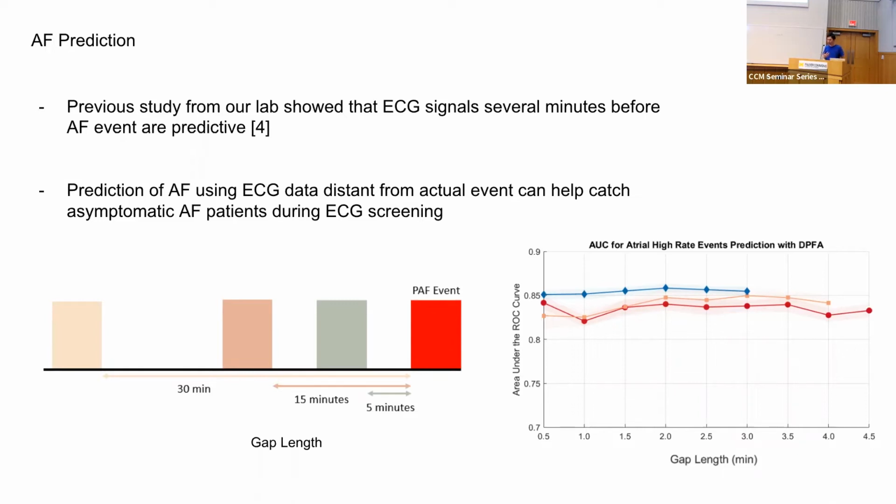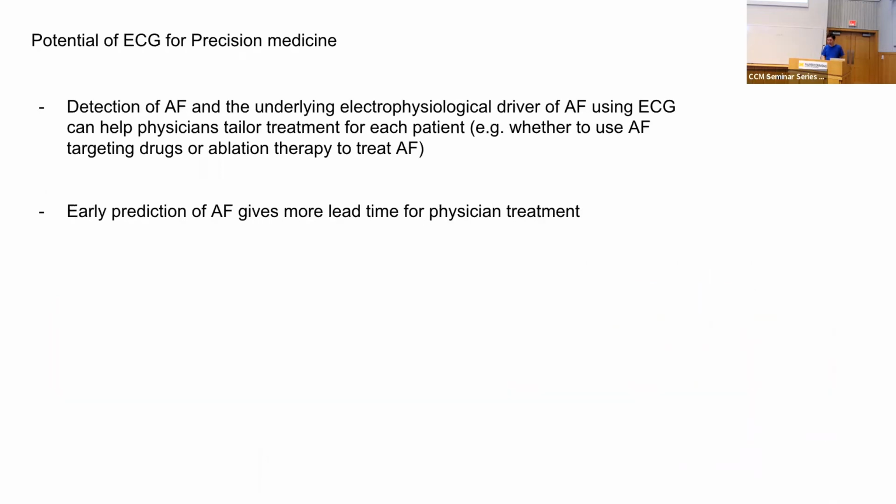So identifying the causes of atrial fibrillation within the 12-lead ECG before the actual atrial fibrillation occurs can be very useful for precision medicine. Detection of atrial fibrillation using ECG can help physicians tailor treatment for the patient, which is the point of precision medicine. And early prediction of atrial fibrillation can give more lead time for the physicians.